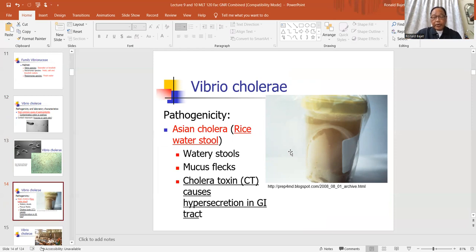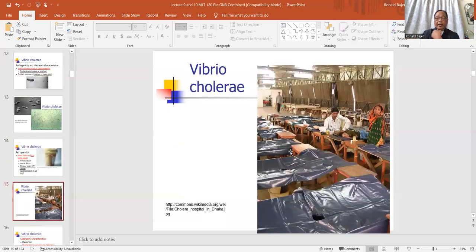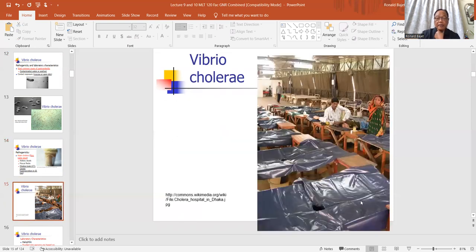Here you have watery stools, mucus flecks. The mucus flecks are the actual cholera, and there's cholera toxin involved in the disease. It causes hypersecretion in the GI tract. So this is a very bad gastroenteritis. You see the mucus flecks, really watery stool, caused by the cholera toxin and hypersecretion in the GI tract. I don't know if those are bodies underneath those coverings, but anyway.